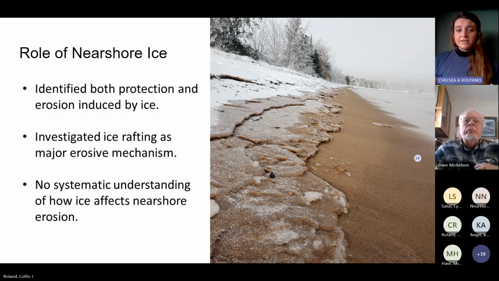And ice has also been identified as both a protective feature and an erosive feature. So there are some studies that say when you have ice covering the beach, then you're closing off that sediment transport. And there's others that are observing offshore changes when the ice extends out to a certain depth. Again, ice rafting has been the major mechanism that people invoke for the erosion and sediment loss that occurs, but we don't have any systematic understanding of how ice affects the nearshore. And especially with a changing climate, it's pretty important to understand how changes in ice cover are going to affect our sediment budget in the future.